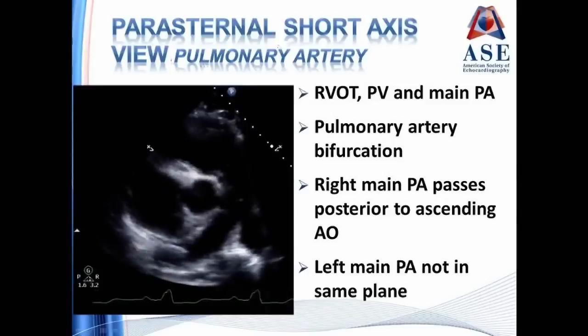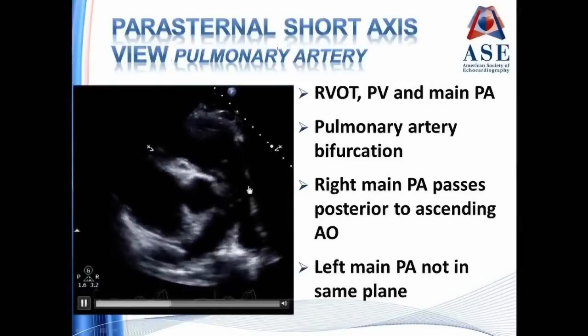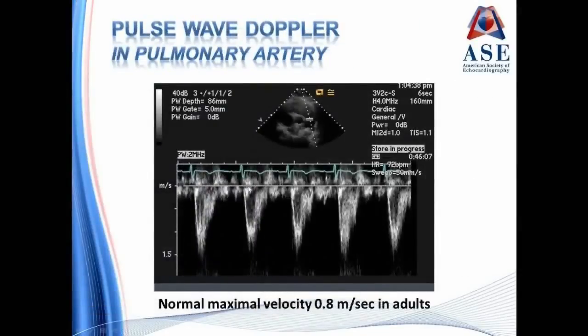And again, this is the parasternal short axis view in which you see the pulmonary artery in long axis. This is the optimal view for obtaining velocities by pulse wave Doppler. Here you can see that the sample volume has been placed in the middle of the main pulmonary artery. In an adult, the normal velocity is 0.8 meters per second. This patient was actually pregnant and so had a higher cardiac output, and the pulmonary artery velocity is higher, almost 1.3 meters per second, which reflects the higher flow.